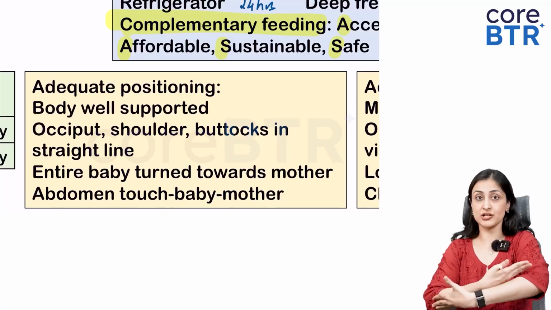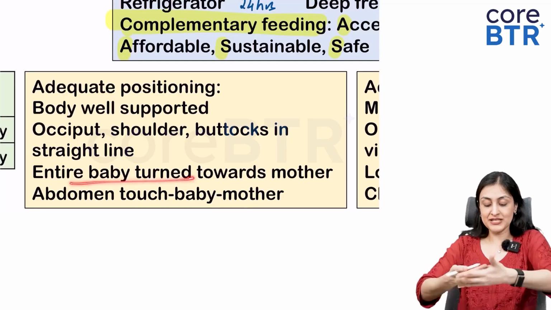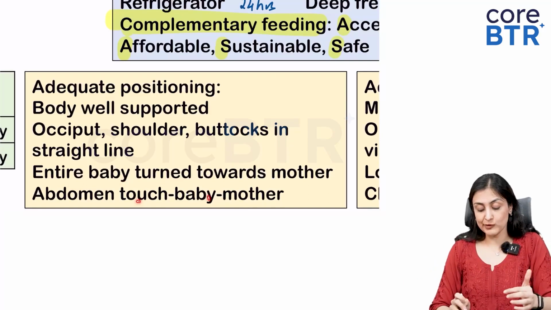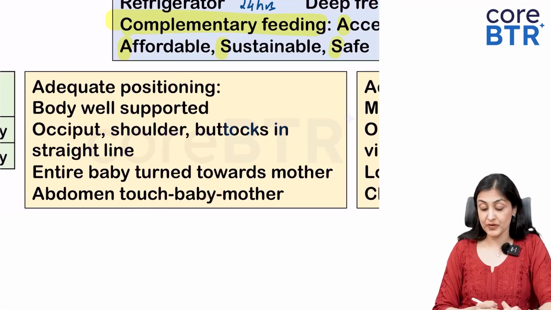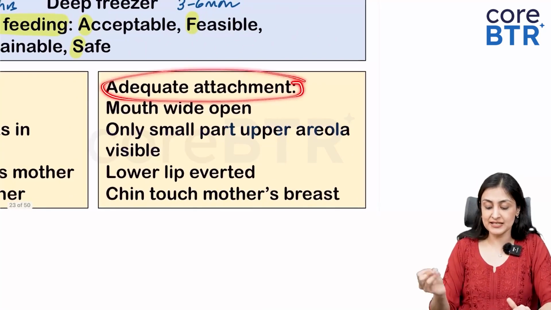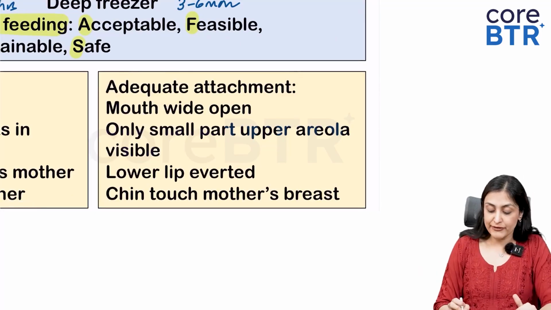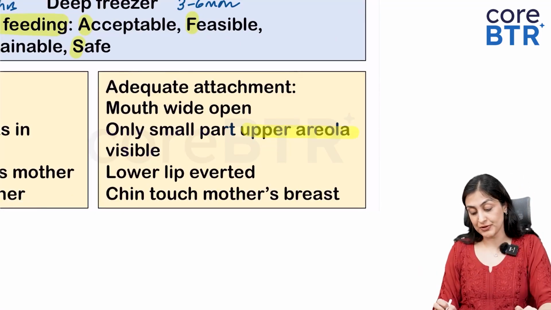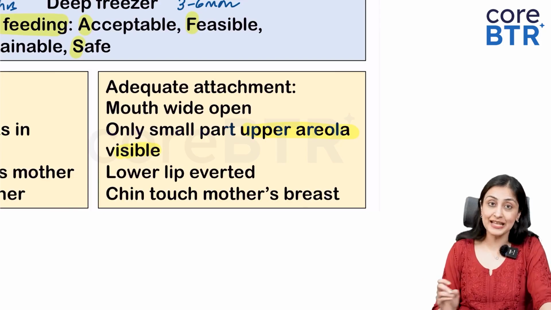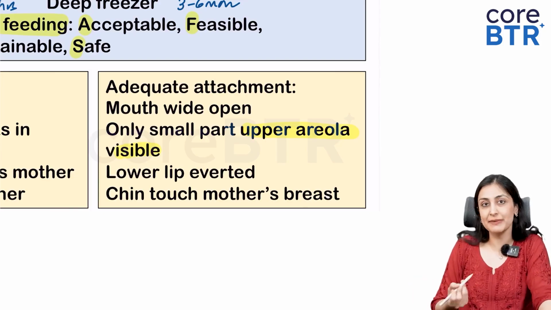Occiput, shoulders and buttocks should be in one line. Baby is turned towards the mother and abdomen of the baby and mother should touch. So what is more likely obviously is this, and here also one question only. Which areola should be visible? Upper. So small part of upper areola can be visible, not lower. So that's what they'll make a question from.